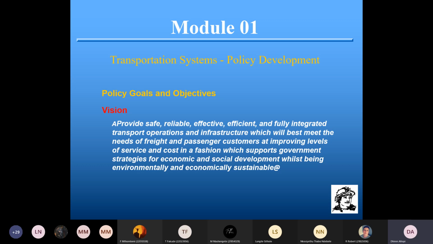Like, for example, what is the main vision? And you can see from the keywords like safe, providing a safe, reliable, effective, efficient, fully integrated system. And this is not only for customers, passengers, but also for goods, for freight. Something that should be economically sustainable. And you can see the buzzword again, environmentally sustainable. So you can see all the necessary keywords here.